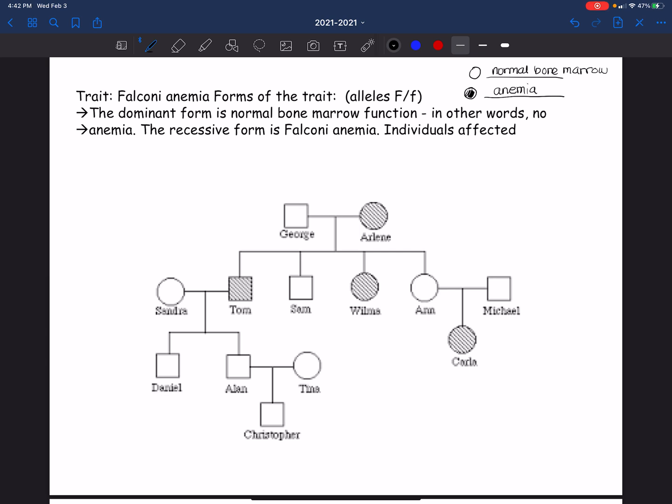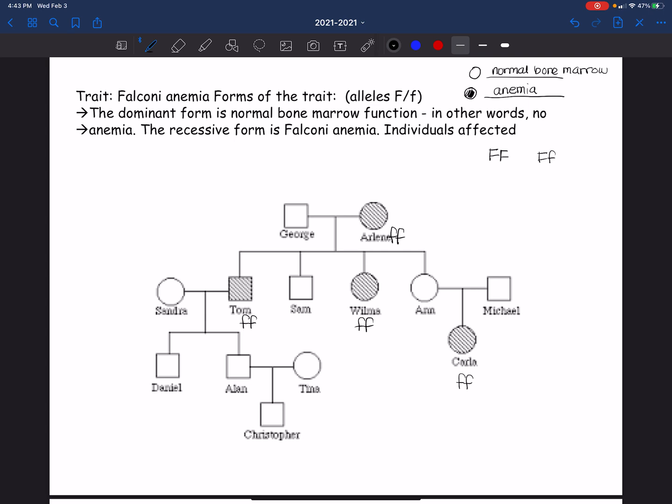So if we look at the people in our pedigree, we see that 4 people are afflicted with the anemia. So right off, we can put in their genotypes. The only way for them to have anemia is to have the 2 recessive alleles. Remember that 1 allele had to come from mom and 1 allele had to come from dad. Now to be normal, which means their square or circle isn't colored in, there's 2 possibilities for their genotype. They can be homozygous normal bone marrow, or they could be heterozygous for normal bone marrow.